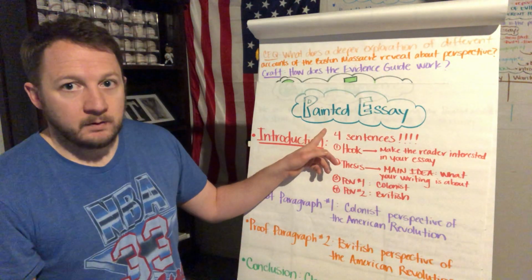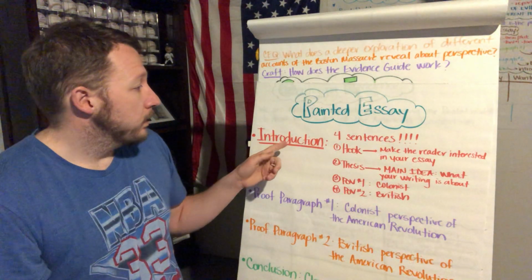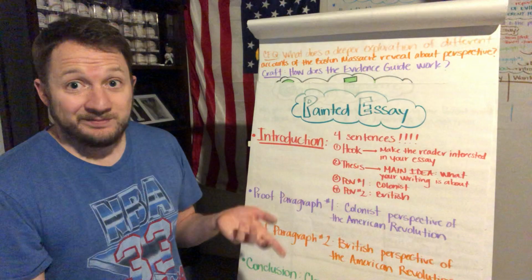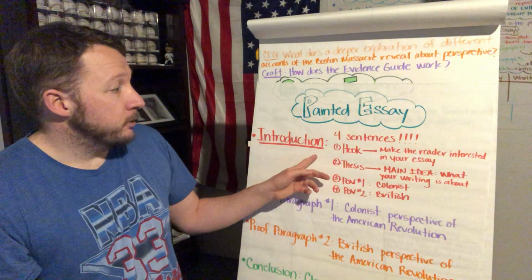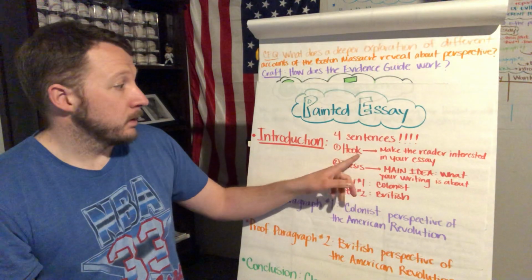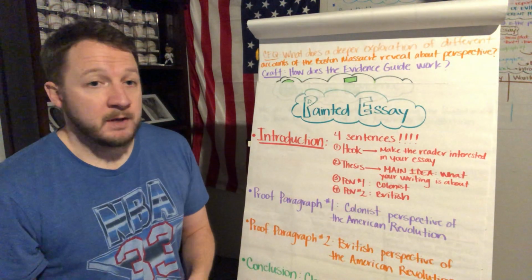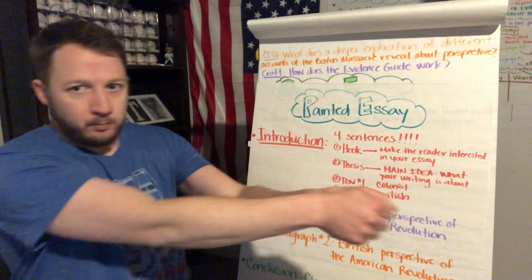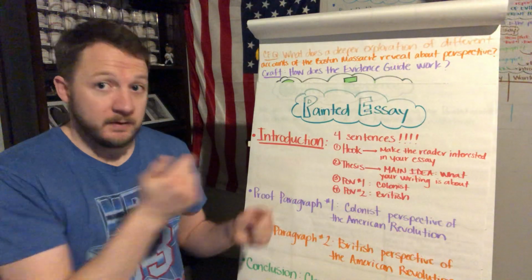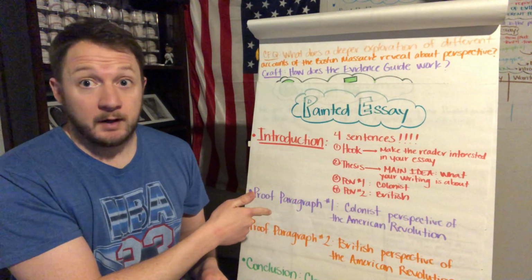The painted essay is 4 parts, 4 paragraphs. That's it, 4 paragraphs. Paragraph number 1 is a pretty easy paragraph. It's your introduction, and your introduction has 4 sentences. The first sentence is the hook, the sentence that makes your reader want to read. Throw that rope out there, bring them in. Say, hey, this is important. This is what I'm going to be writing about, and you should be reading what I'm writing.